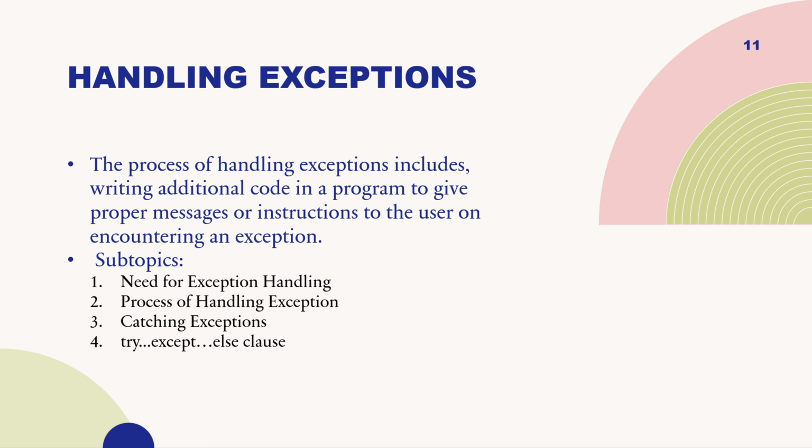Finally, here is the last part for this chapter, handling exceptions. Till now, we have learned about exceptions, built-in exceptions, throwing exceptions, and also have tried a few programs on it. So as we know, each and every exception has to be handled by the programmer to avoid our program from crashing. The process of handling exceptions includes writing additional code in a program to give proper messages or instructions to the user on encountering an exception.